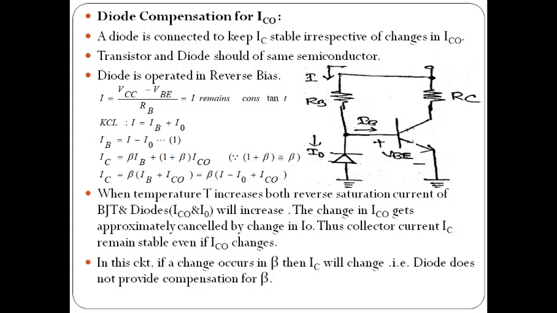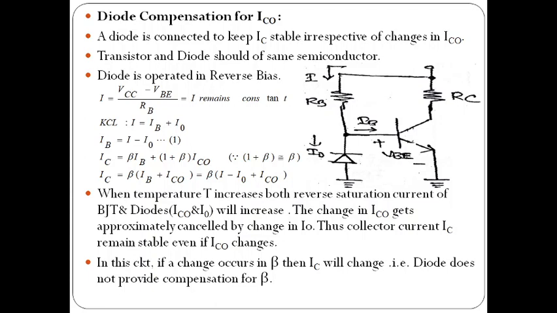So now we are compensating the change in the reverse saturation current of the collector junction. Here you can observe the diode compensation circuit. In this, we connect the diode in reverse bias. The diode and BJT must be fabricated from the same material. If the diode is silicon, then the BJT must also be silicon. When the diode is germanium, the BJT must also be germanium. This diode is connected to keep IC constant irrespective of the change in the ICO value.